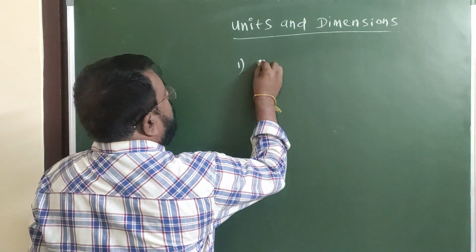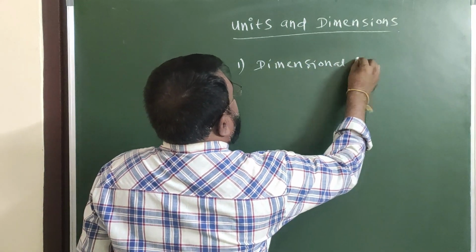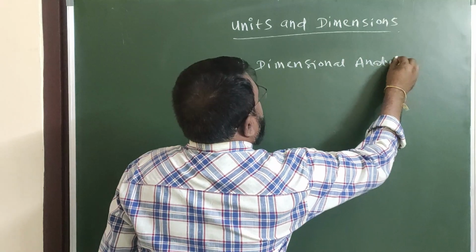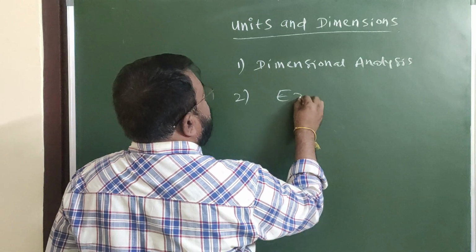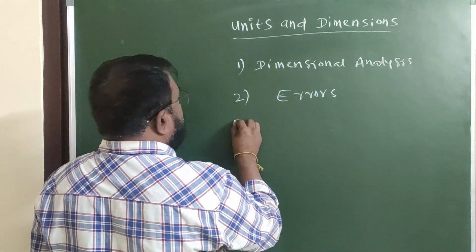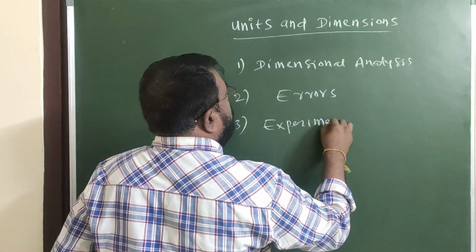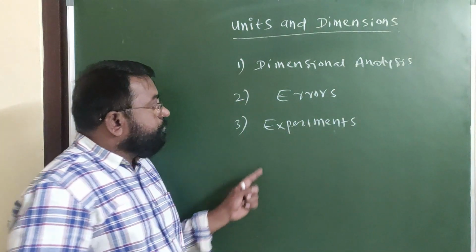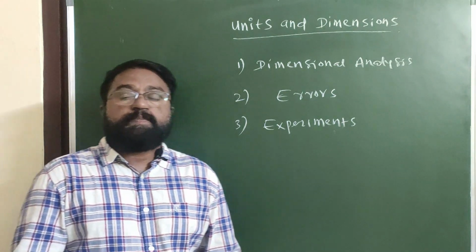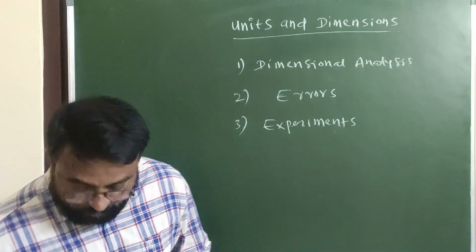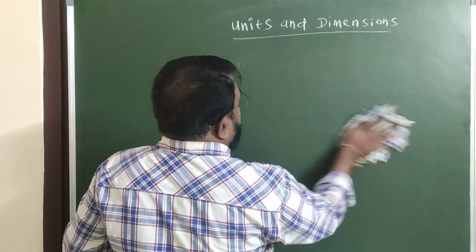First one is dimensional analysis. Second one is errors, and third one is experiments. In these experiments, there are two experiments. One is vernier calipers, another one is screw gauge. Okay. Now I am going to discuss dimensional analysis, the first part.